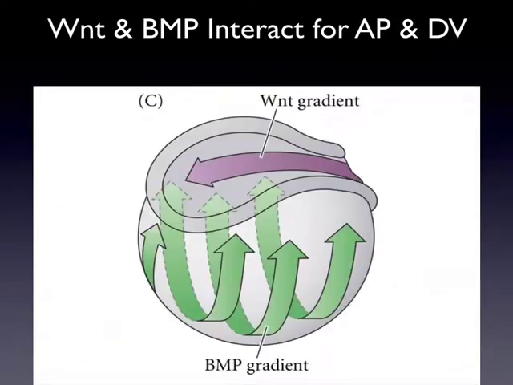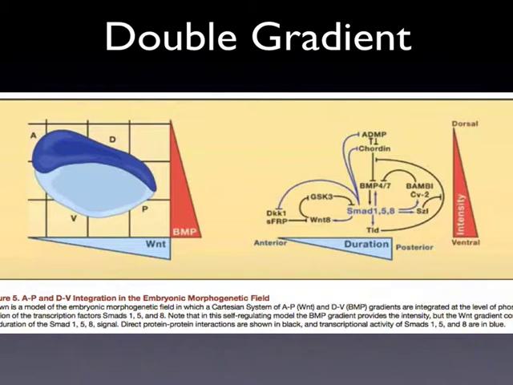All right. So again, here's that diagram showing you the Wnt gradient and the BMP gradient. Remember that the BMP gradient is uniform along the AP axis, but non-uniform in the DV axis. It's higher concentration ventral, lower concentration dorsal. And the Wnt gradient is high concentration posterior, low concentration anterior. Another way of looking at this is looking at how Wnt and BMP are involved in intensity and duration of the signal.